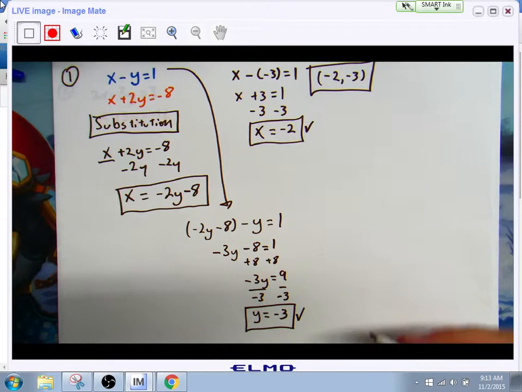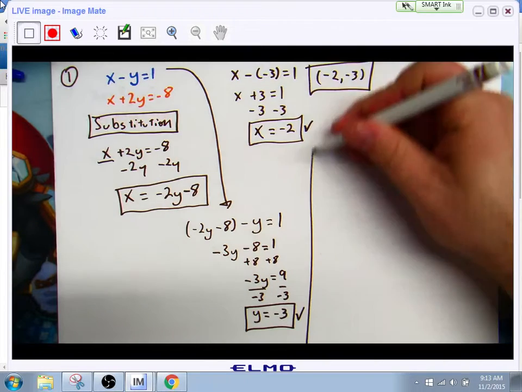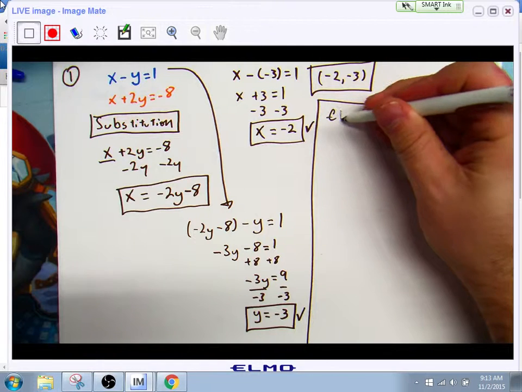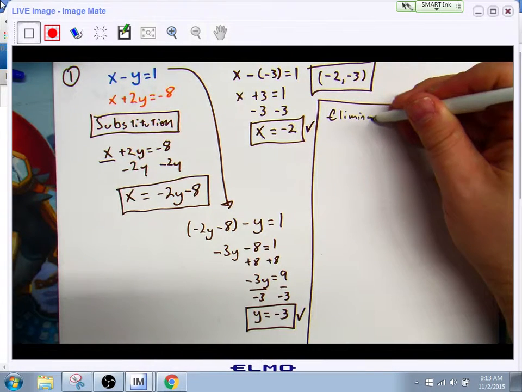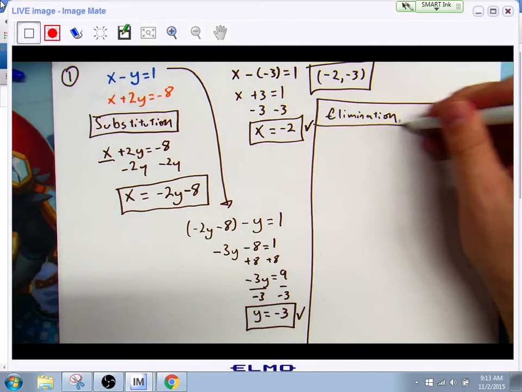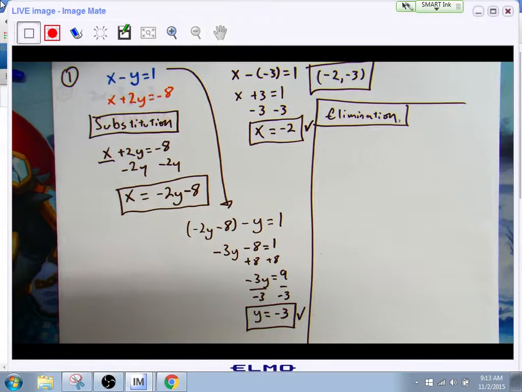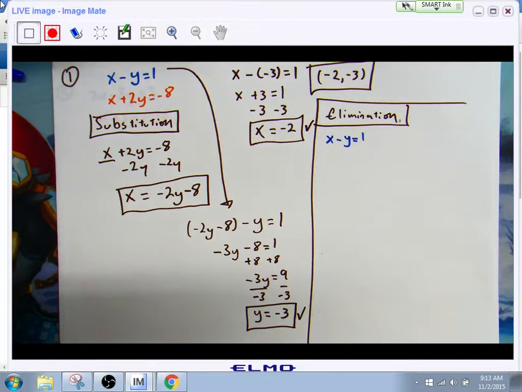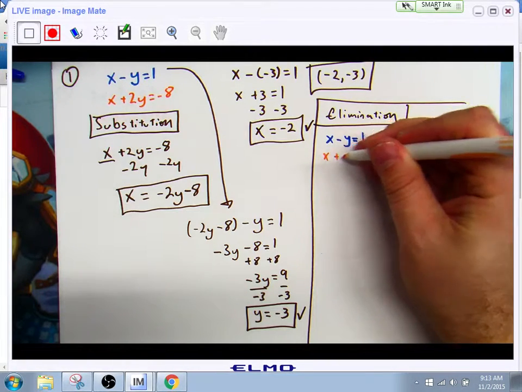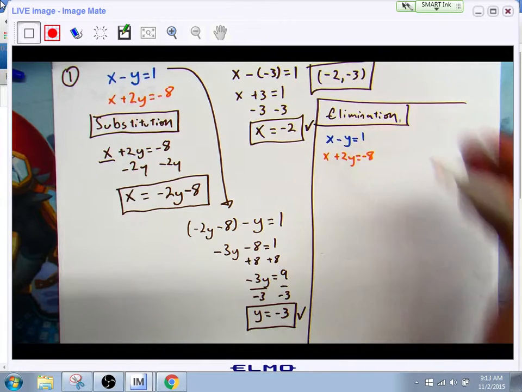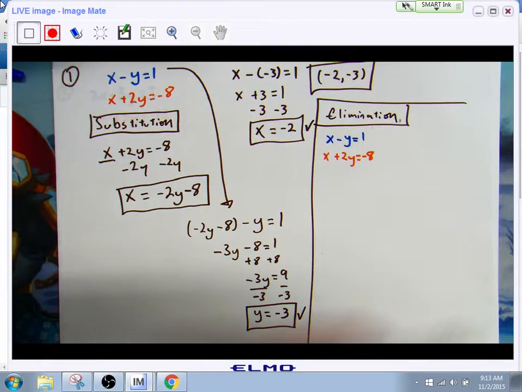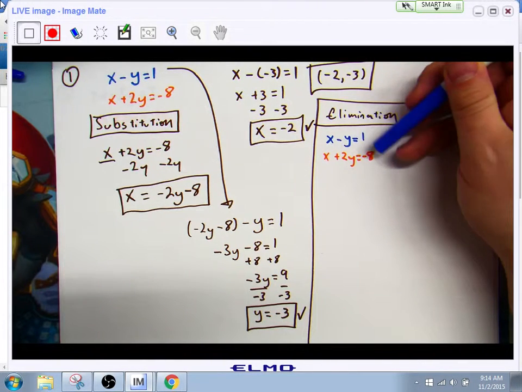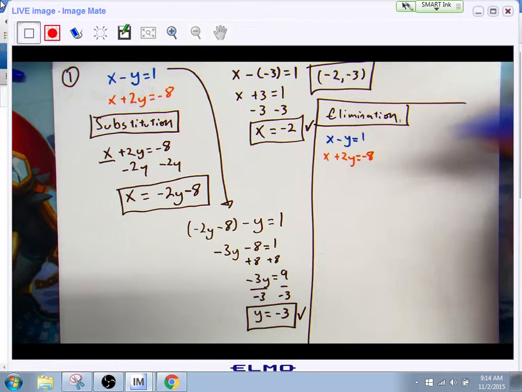Questions? We're good? Alrighty. So now I'm going to do elimination. Alright, I don't need quite as much space for elimination because it goes a little bit quicker. First thing I got to do is check to make sure everything's aligned. My x's are above my x's, my y's are above my y's, my equal's above my equal, and my constants above my constants. Sure enough, that's true.